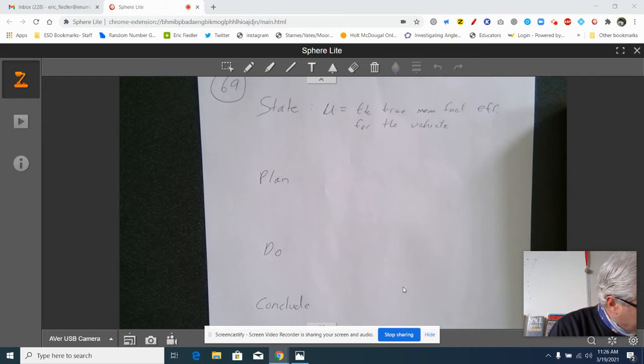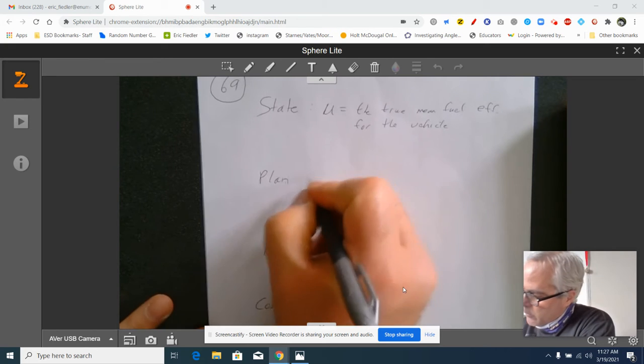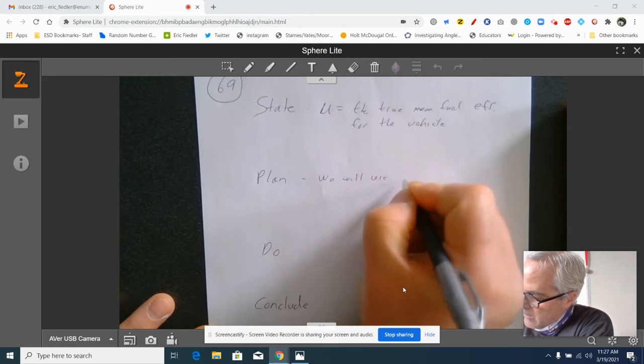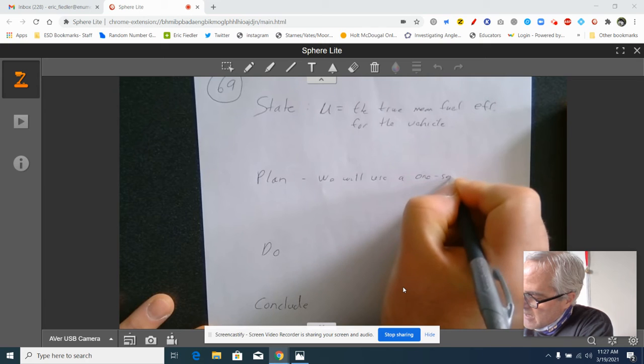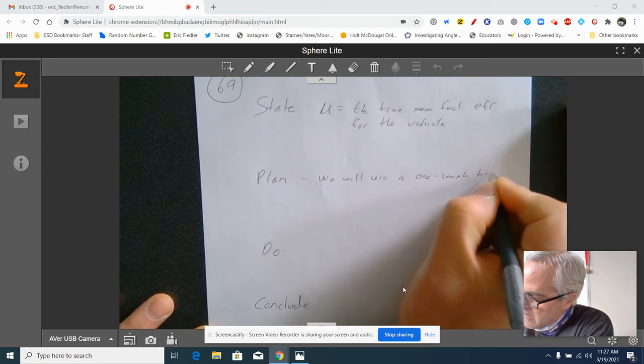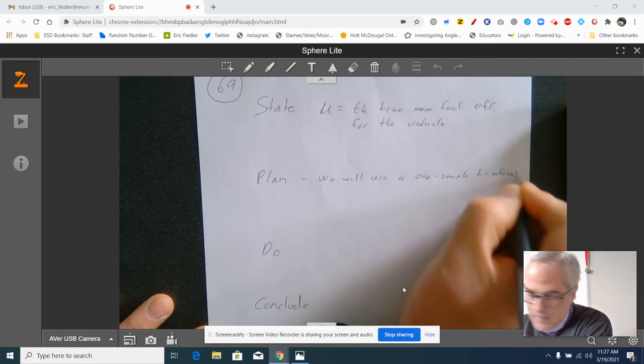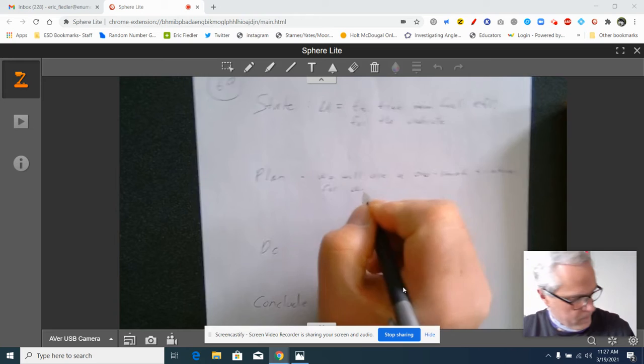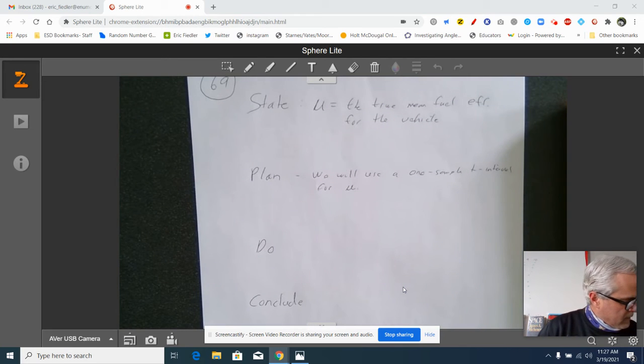The next piece is the planning part. It looks like I have a bunch of sample means. We have two tests: a proportion, and a one sample t interval. These aren't proportions, so we will use a one sample t interval for the mean. Then I have to do the conditions, and I have to go back through because I can't remember what I read.